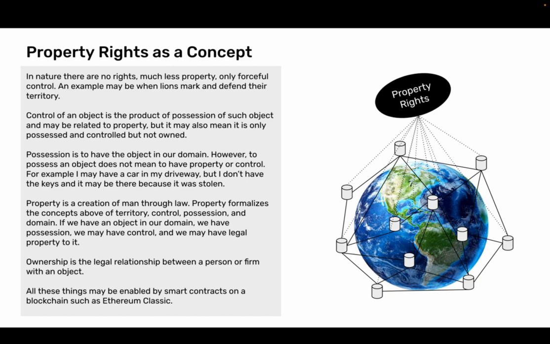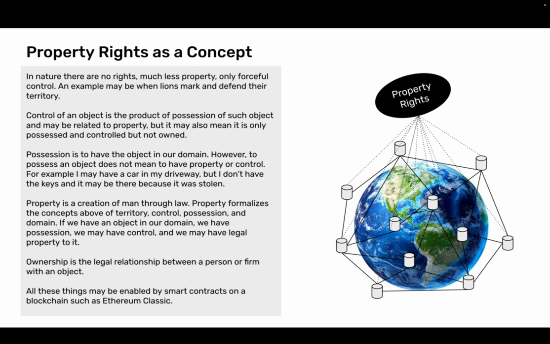Possession is to have the object in our domain. However, to possess an object does not mean to have property or control. For example, I may have a car in my driveway, but I don't have the keys, and it may be there because it was stolen.